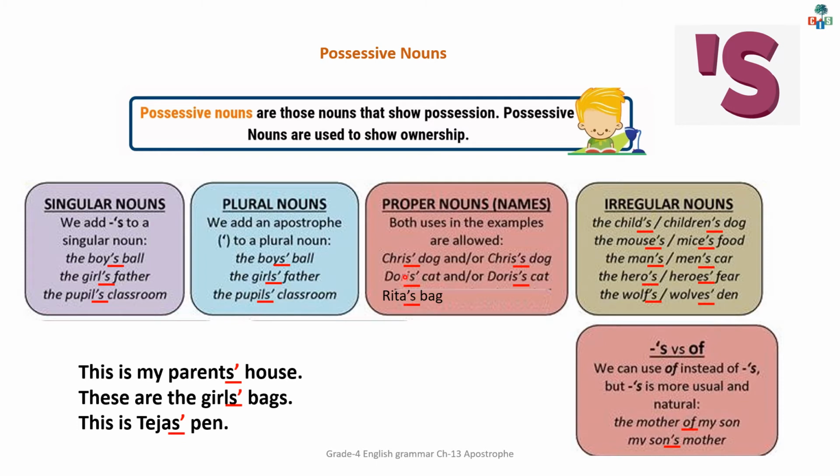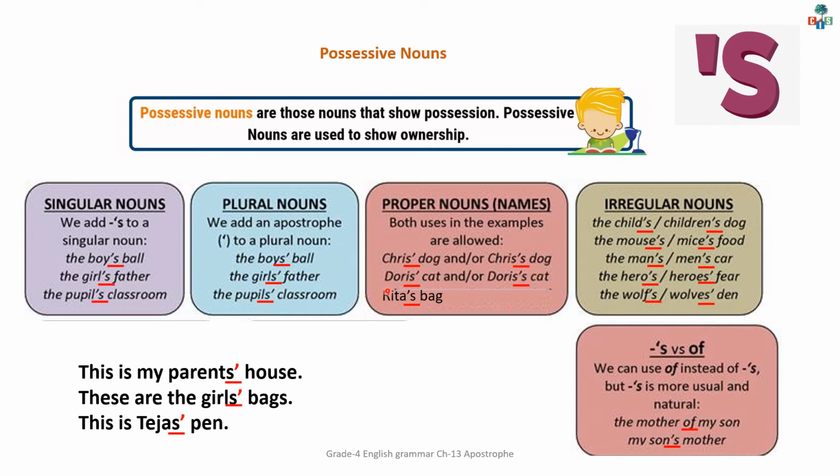And if a name ends with an S, for example, Chris. This proper noun ends with an S. At that time, you have to just insert an apostrophe mark only. There is no need to put an extra S. Chris' dog or Chris's dog. Both are the same. If you insert an apostrophe mark without an S, and if you insert an apostrophe mark with an S, both are correct.